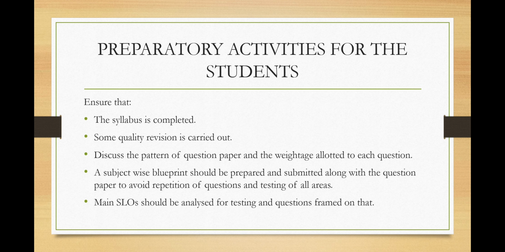So, number one is the preparatory activities for the students. What do you have to ensure? You have to ensure that the syllabus is completed. Whatever book, whatever chapters, whatever content you are using for making the paper, it should be completely taught and explained. Nothing should be left for the last month or the last week. Some quality revision is carried out. Please, revision is a very important area, and I will prepare another presentation about how to do quality revision, because just telling the students to memorize the stuff and then checking their memory is not quality revision.